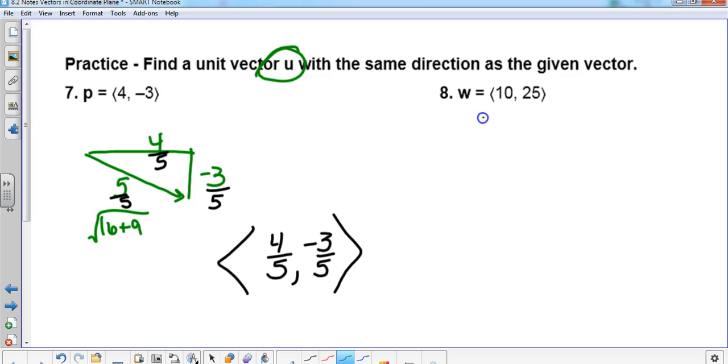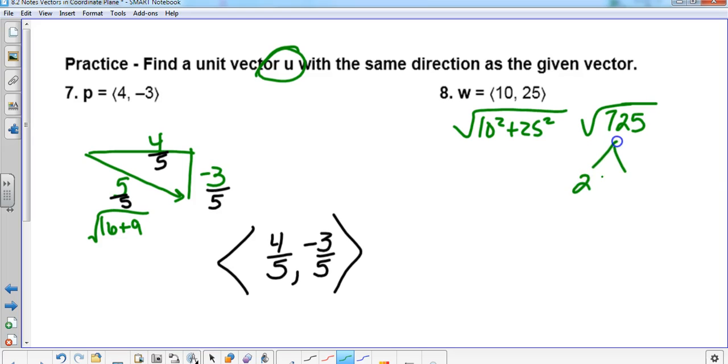If we do the magnitude, we get like 725. Did I do that right? What goes into 725 that's a perfect square? It's 25 times 29, so we get 5 square roots of 29. Isn't that lovely?